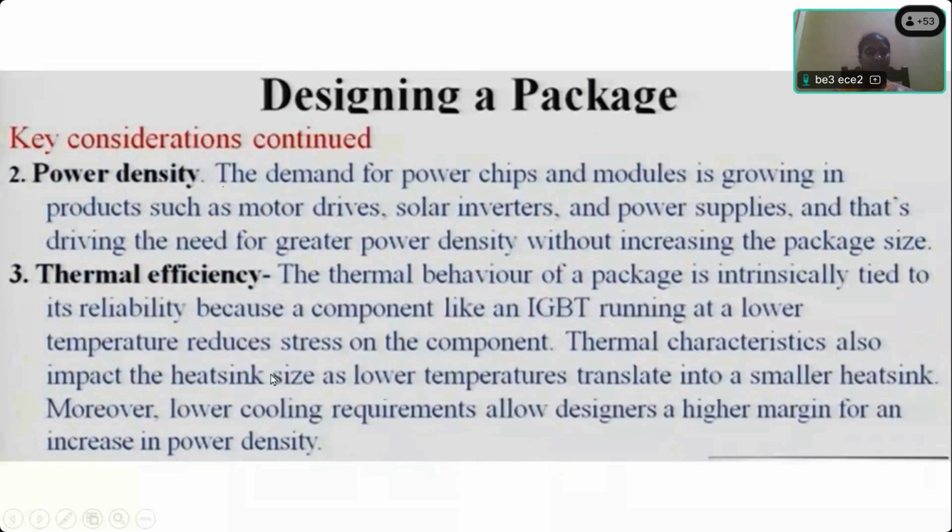So that heat sink is based on the IC size. Big size means big heat sink. Small size means small heat sink. So all these things will come under thermal efficiency. So power dissipation comes under power density, and these are examples, solar inverters, power supplies, all these things are there. Thermal efficiency, I told you, is how far the device is able to handle whatever packaging you are giving, how far it is able to handle the heat that is created in the IC.